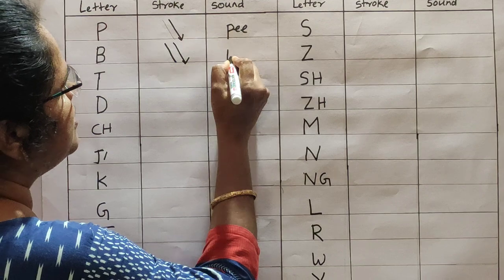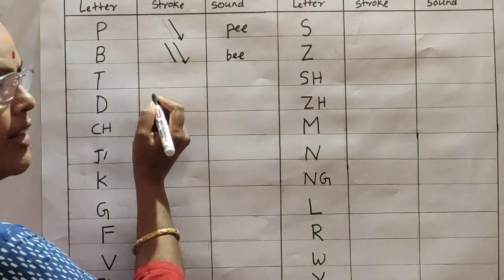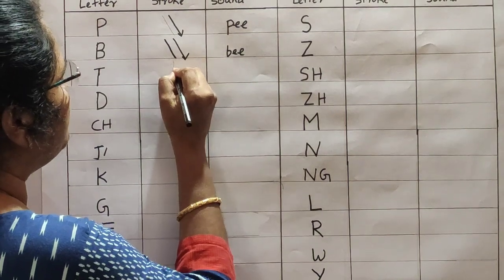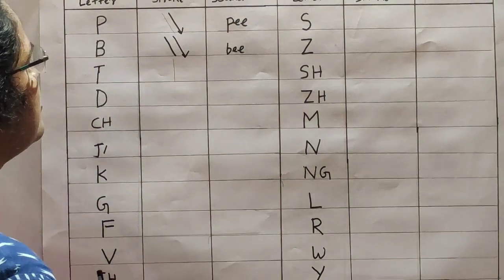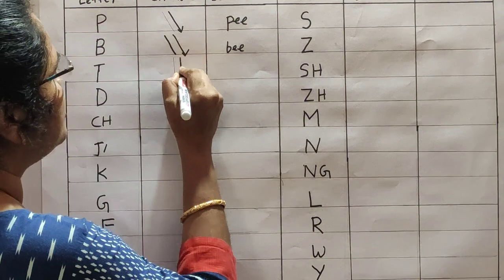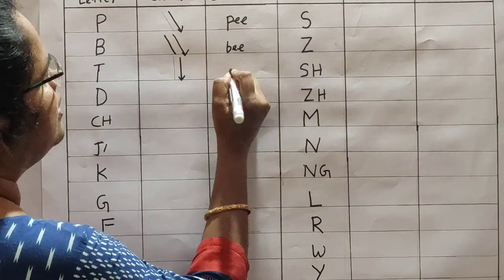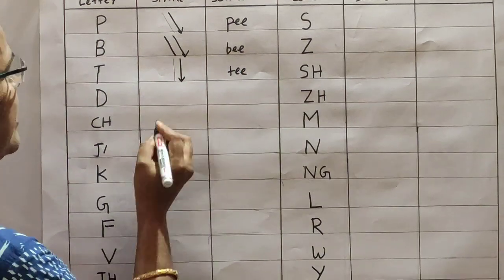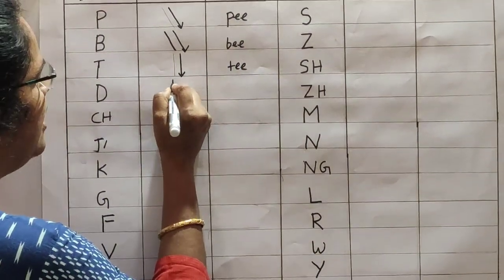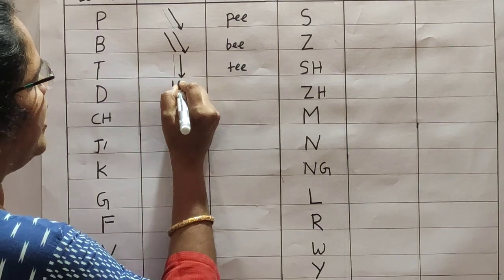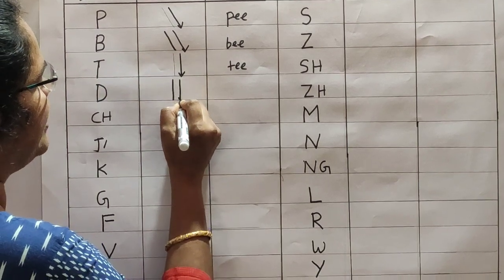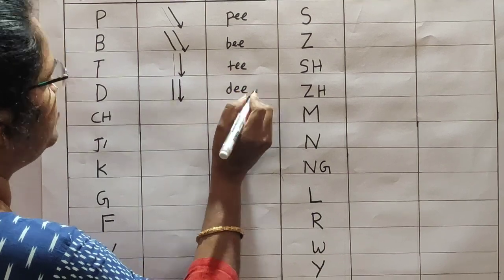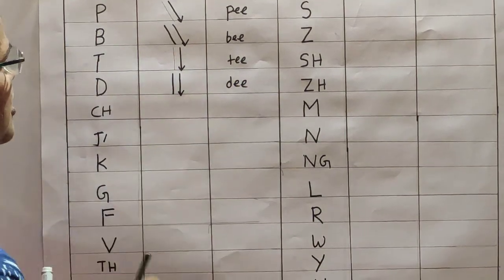It sounds as B. The third letter is T. It is a light stroke from upward to downward direction. The direction also I am mentioning here after the stroke. It sounds as T. The next letter is D. This is the dark stroke. Direction is upward to downward direction. It sounds as D. The next letter is Ch.